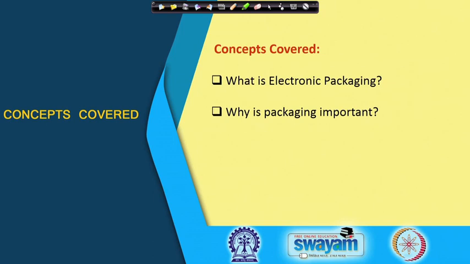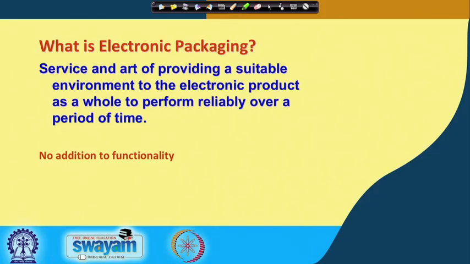We will start off with what we discussed in the last class, the definition of electronic packaging, and then look at the importance of this subject. So, what is electronic packaging? If you refer to the slide that I showed in the last class, it is the service and art of providing a suitable environment to the electronic product as a whole to perform reliably over a period of time. Packaging does not add any functionality, but it brings together the components or devices that perform multiple functions on the same platform, so that they can simultaneously perform their functions seamlessly with each other.